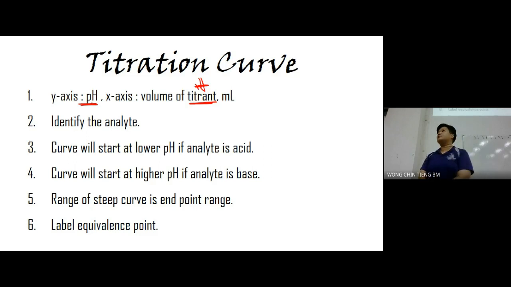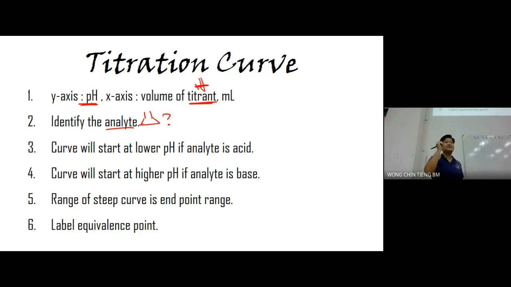Next, identify the analyte. So analyte, orang yang duduk dalam conical flask. You need to know, like I said, very important is siapa duduk dalam conical flask. The entire titration curve akan bermula dengan siapa duduk dalam conical flask. Okay? The third thing, kalau analyte kamu adalah acid, curve kamu kena start kat bawah. Sebab kenapa start kat bawah? Sebab pH rendah, dia acid kan? So sebab tu saya cakap, semua curve akan bermula dengan analyte. Siapa analyte kamu? Siapa duduk dalam conical flask?